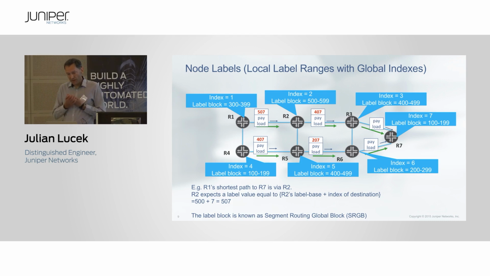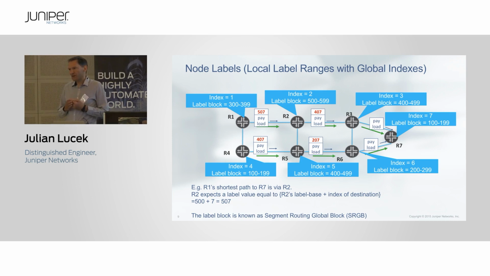Now suppose R1 does want to send packets to R7 using the shortest IGP path. What it does is it puts the appropriate node label onto the packet. This is a label that's associated with destination R7, and in particular it's the label that its nearest neighbour towards R7 associates with R7. And so I'll tell you how this label is calculated.